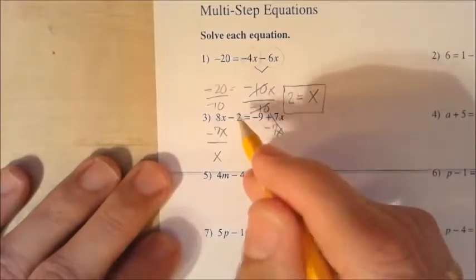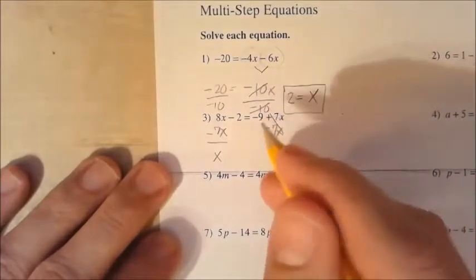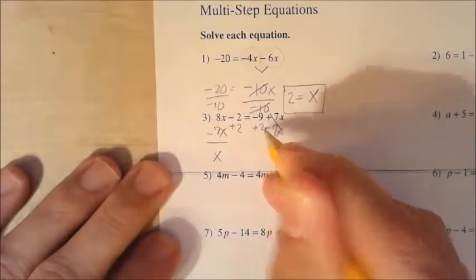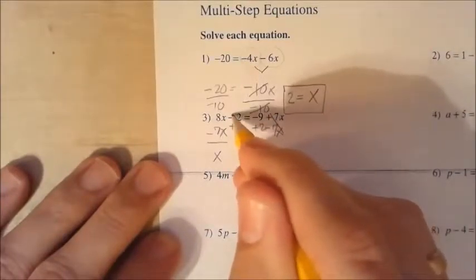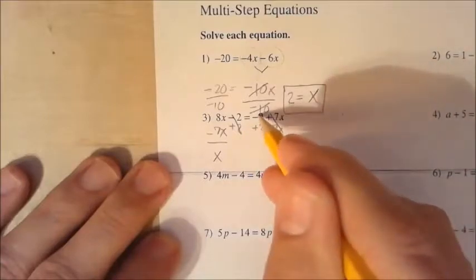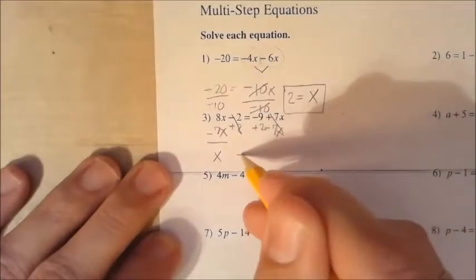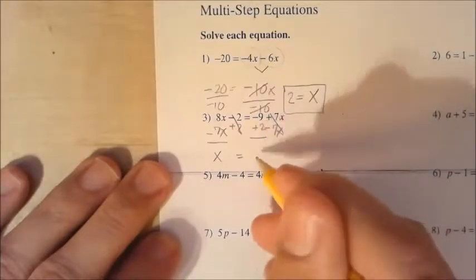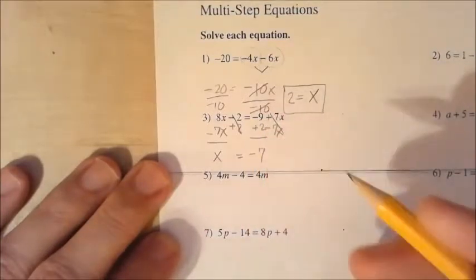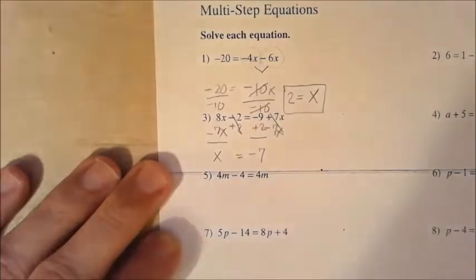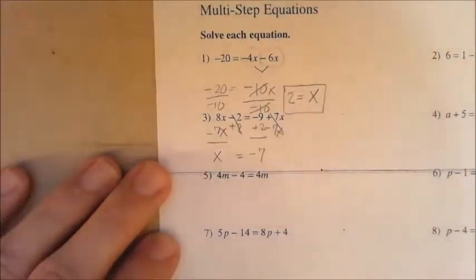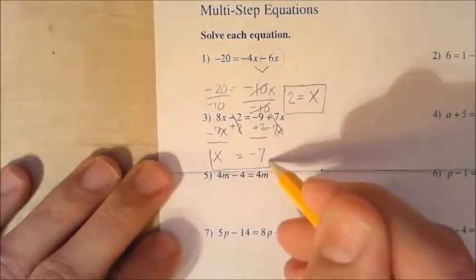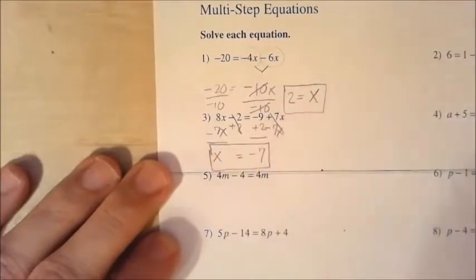Now I need to move my 2 over to the other side of the equal sign. So I'm going to add 2. I'm going to add 2. Negative 2 and positive 2 is 0. Cross those out. And negative 9 and positive 2, if I add that up, put it together and bring it down, that's going to give me a negative 7. And now I have nothing else to do. That problem is solved. So x is equal to negative 7.